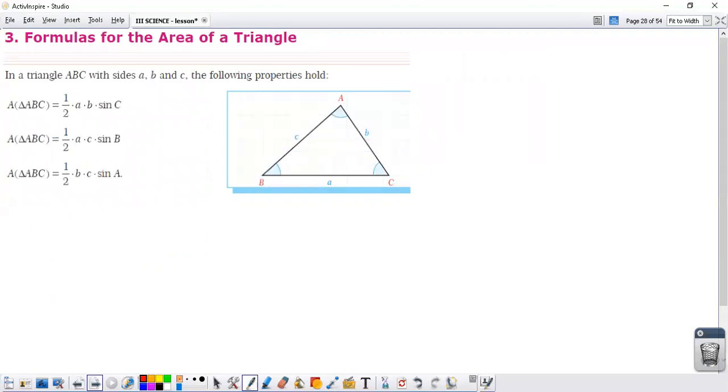Okay, in our title we have formulas for the area of a triangle, with the vertices given as A, B, and C. To find the area of triangle ABC, we have 3 different choices. The first is the product of sides a and b and the sine of angle C, over 2. For the next, the half of the product of side a and side c times the sine of angle B. And the last one is 1 over 2 times b times c times the sine of A.